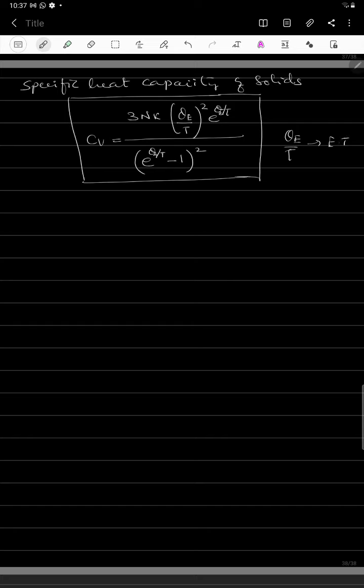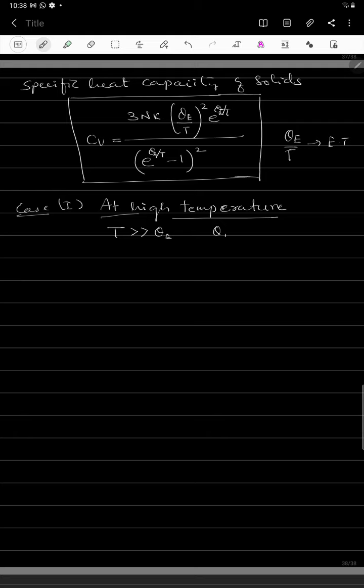So here, by using this condition, we'll see two cases. The first case is at high temperature. So at a high temperature, what is the specific heat capacity of solids? We will see. At high temperature, it means the temperature T is much greater than θE.